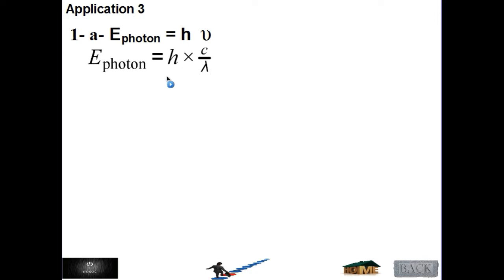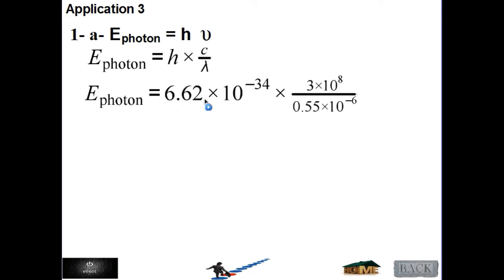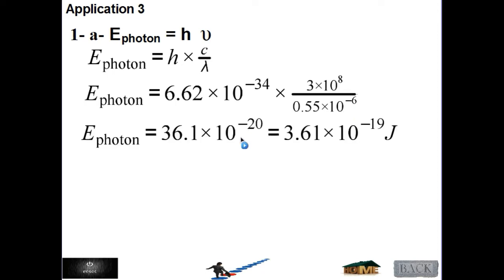Then the energy of the photon equals 6.62 times 10 to the power minus 34 times 3 times 10 to the power 8 over 0.55 times 10 to the power minus 6. And the answer is 36.1 times 10 to the power minus 20, and as scientific notation 3.61 times 10 to the power minus 19 joules.